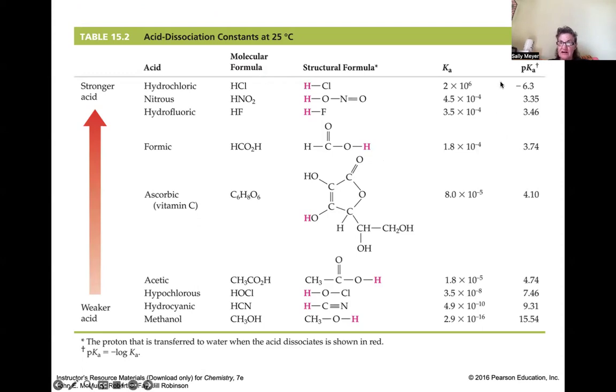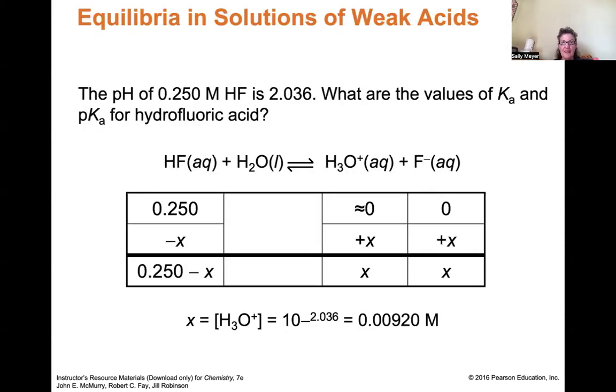As you look at these Kas going from top to bottom, you go from stronger acid to weaker acid. The top one is very strong, 2 million times more product than reactants, whereas at the bottom, methanol is barely an acid at all. 2.9 times 10 to the minus 16 is the product over reactant ratio. So if we want to think about how we're going to use this, it's exactly the same as the last chapter. I want to keep focusing on the idea that in this chapter, we're not introducing a new idea. Equilibrium is equilibrium. All we're doing is applying it to a special system, acids and bases.